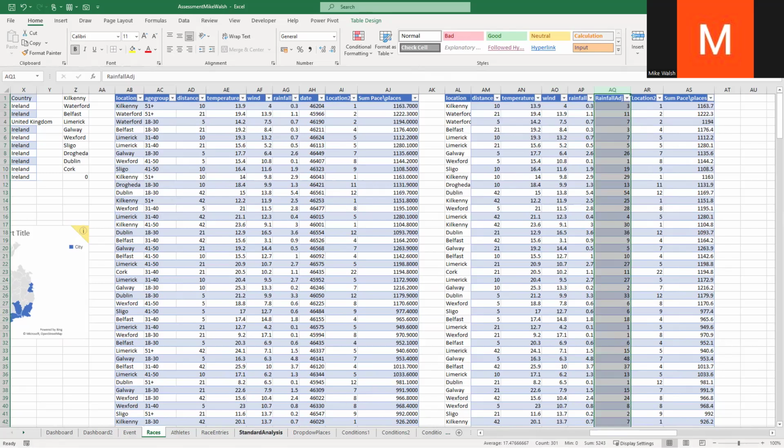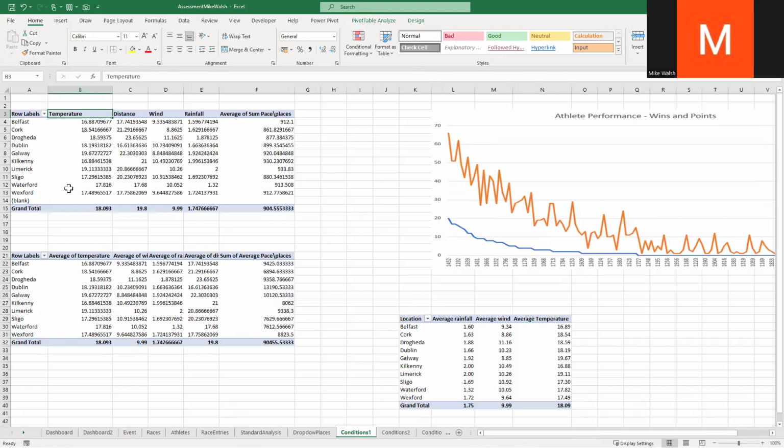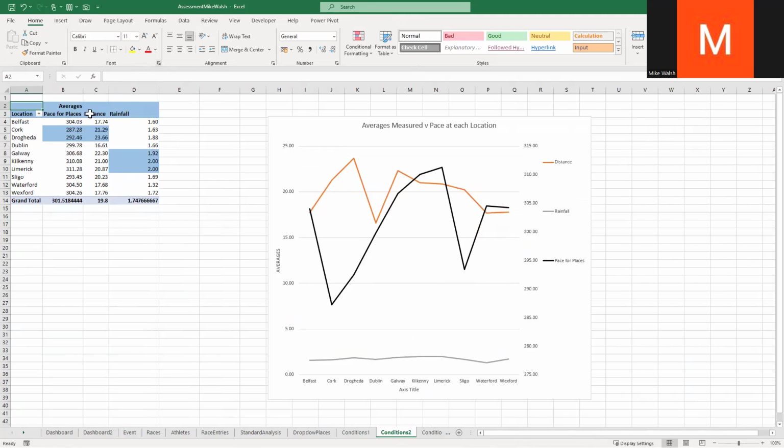Okay, that's more or less what I've done. With that table mentioned earlier, I just created a little drop down. I thought I was going to use this in the dashboard, but I didn't because I was using slicers instead. But this shows, by searching for athlete ID, how many firsts, seconds, and thirds they got and how many points. This is specifically looking at the conditions, and I was playing with that.